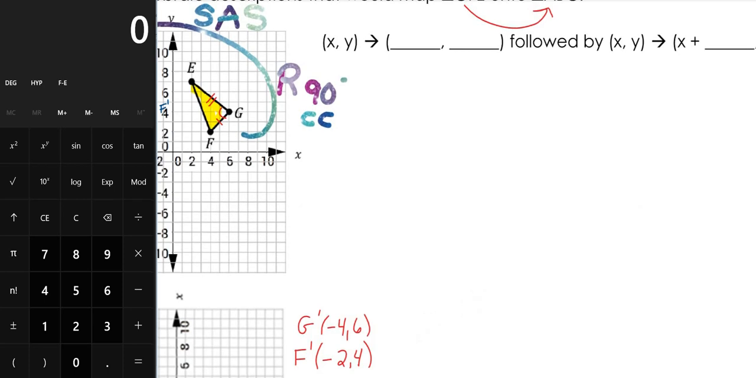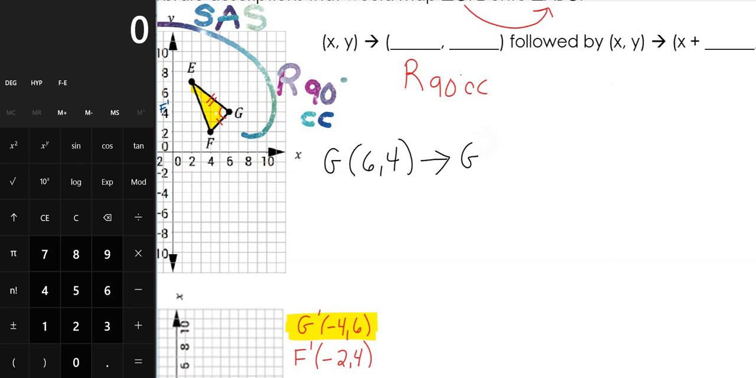So I can't just write that I want to do a rotation 90 degrees counterclockwise. I have to talk about how the coordinates change. So what you need to do is you need to grab one pair of coordinates before and after and take a look at how they changed. I'm going to grab G prime and the original G coordinate. So G was originally located at 6, positive 4. After the transformation of a rotation 90 degrees counterclockwise, we're at G prime, which is at negative 4, 6.